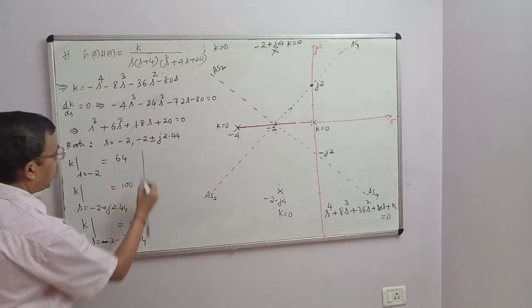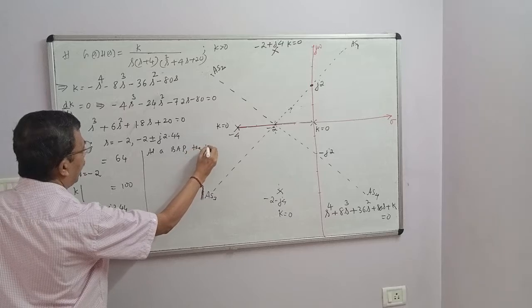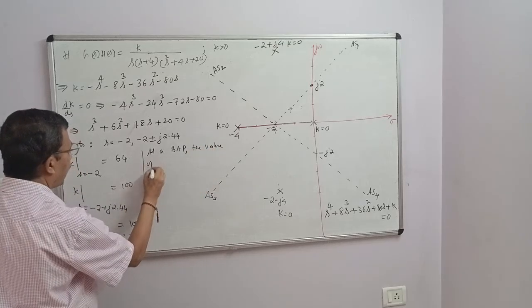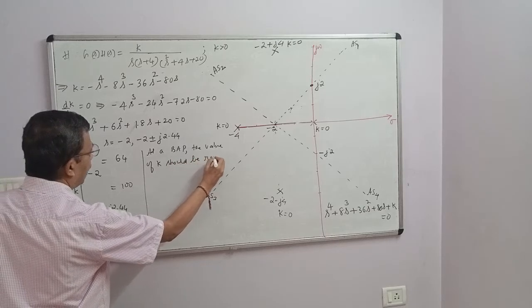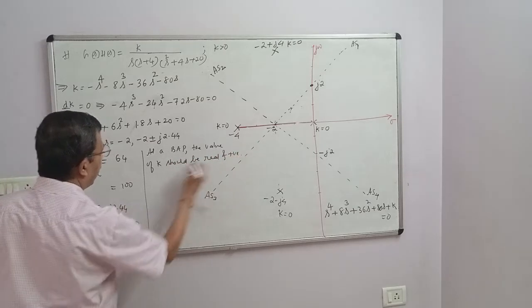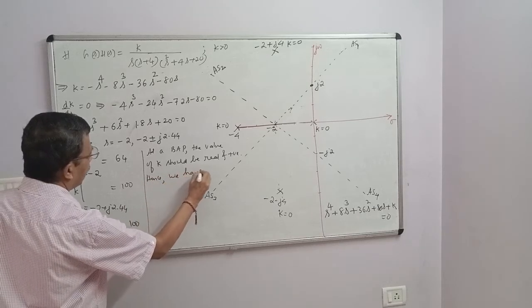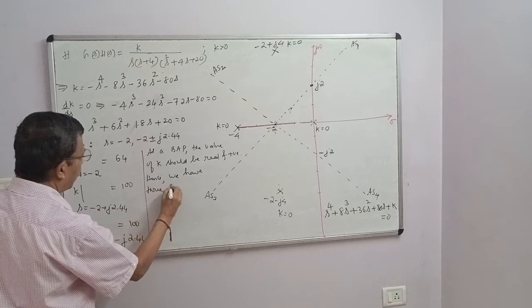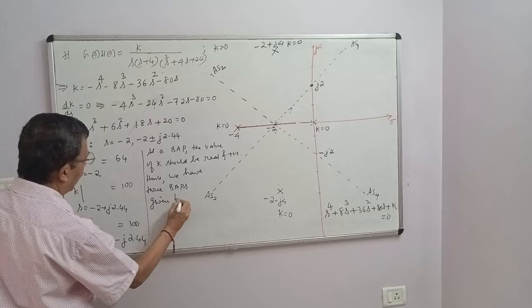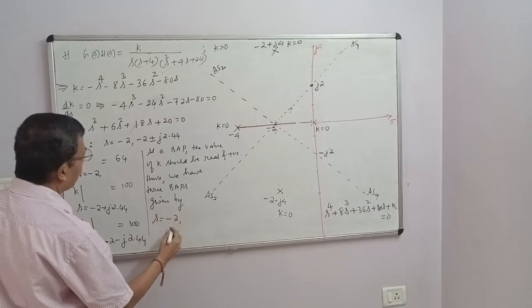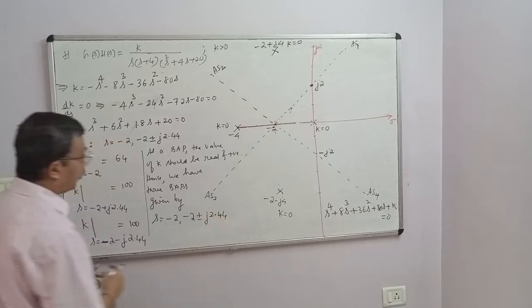I am going to write here, at a breakaway point, the value of k should be real and positive. Hence we have three breakaway points given by s is equal to minus 2, plus minus j 2.44.